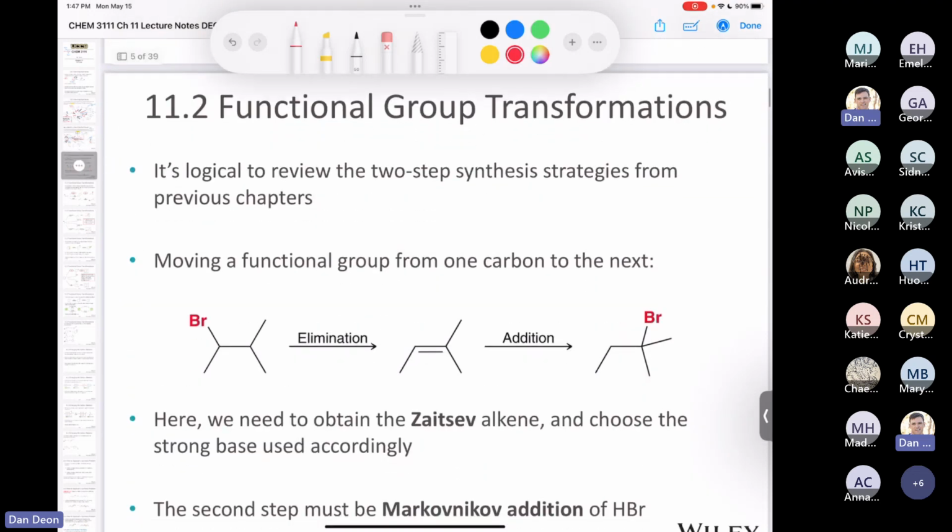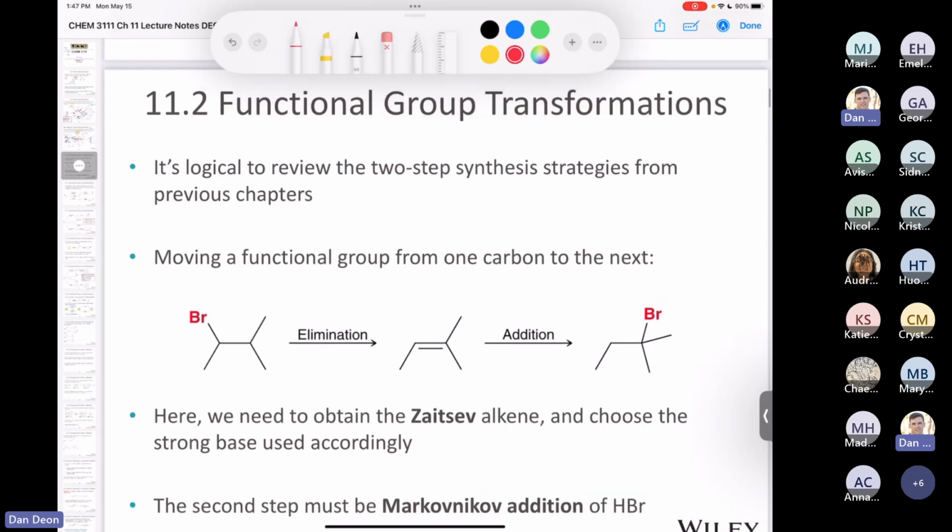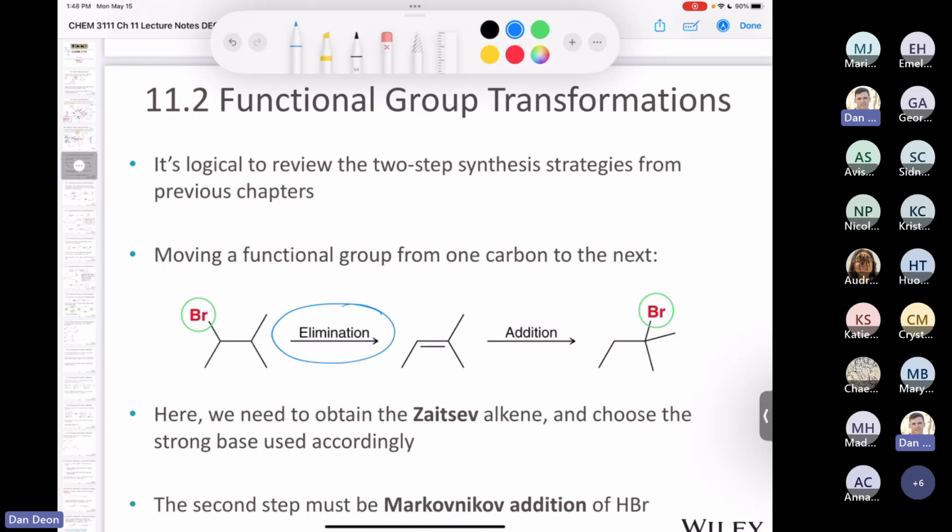So let's say we have a question like this. If I ask you to move a functional group, okay, let's say I ask you to move this bromine in this 5-carbon compound over here, how would we do that? Well, you see that the first step is an elimination. So you can see that we do that elimination to make the Zaitsev alkene.